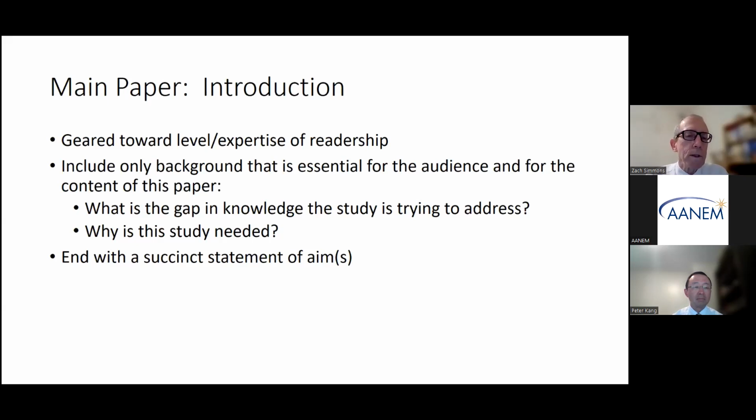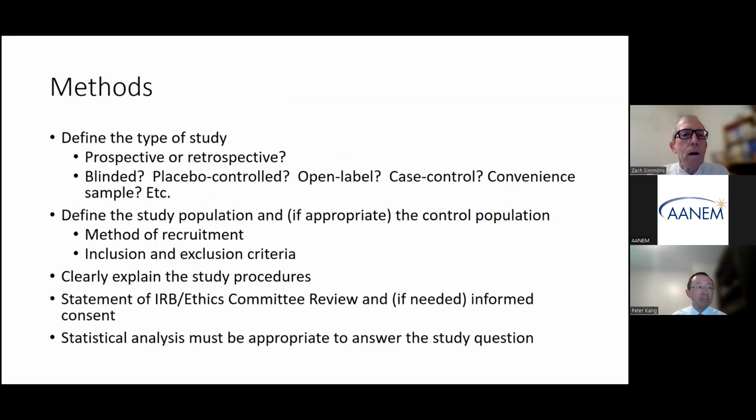So the author should spend their time giving information that's critical to understanding the purpose of their research. What's the gap in knowledge the study is trying to address, and why is the study needed? If it doesn't do that, help educate the writer that that's what they need to do. And they should be ending with a succinct statement of their aim. Looking at the next section, the methods, what the author should do is define the type of study.